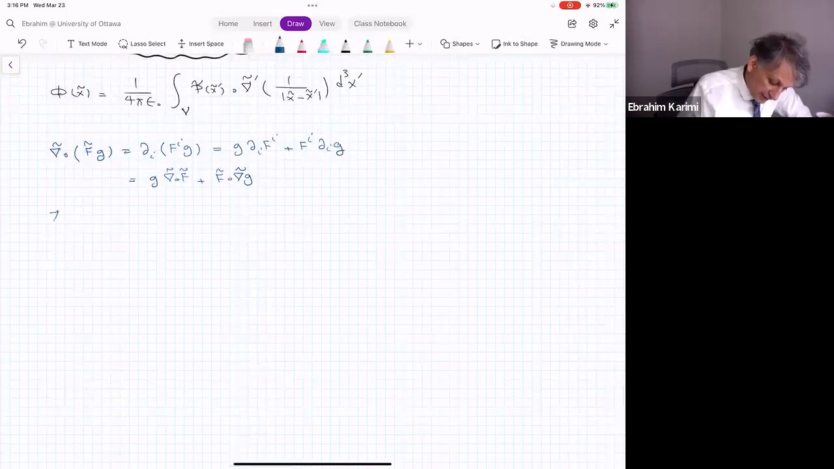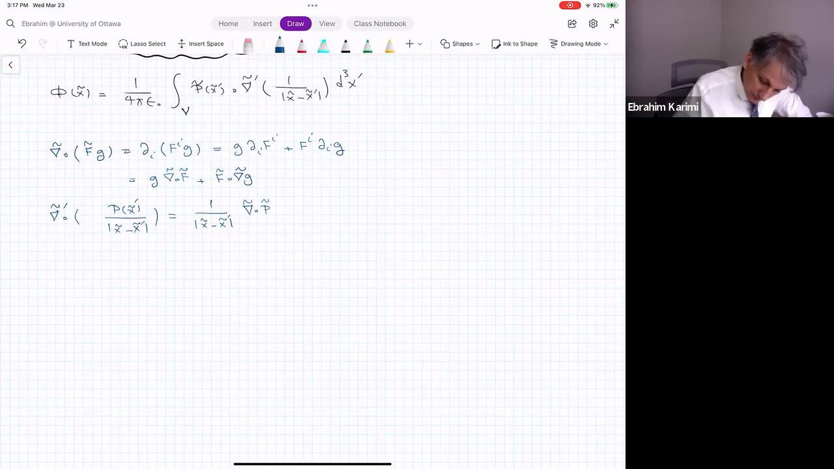Now I will do this expression. I will do the calculation of the divergence of P of x prime over |x minus x prime|. That will be 1 divided by |x minus x prime|, which is the scalar quantity, times the divergence of P of x prime, plus P of x prime dot gradient of 1 divided by |x minus x prime|.